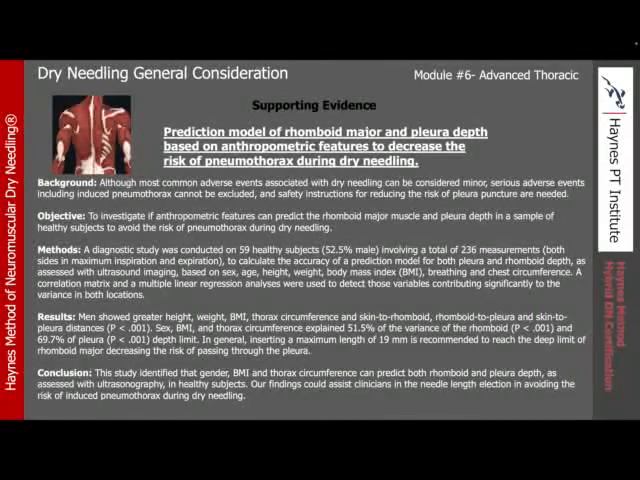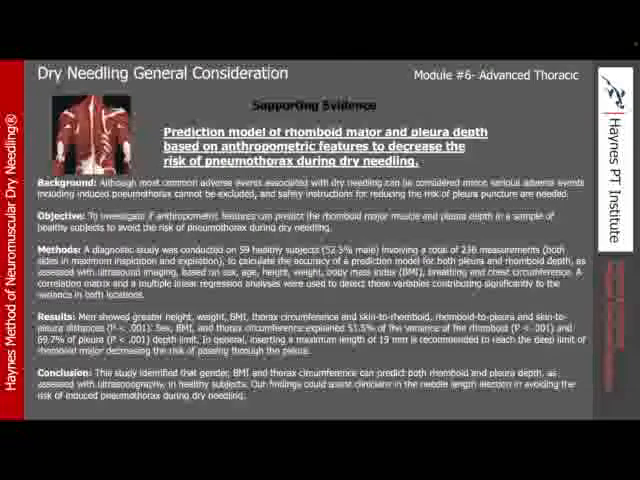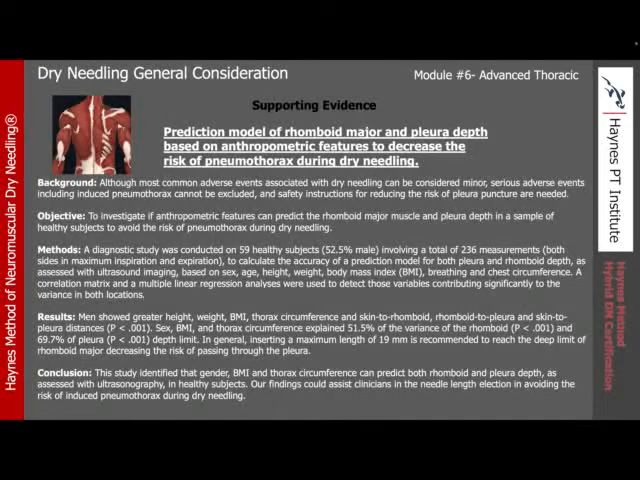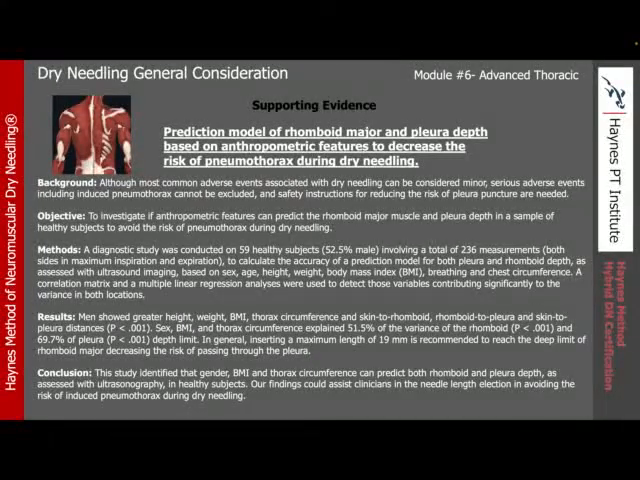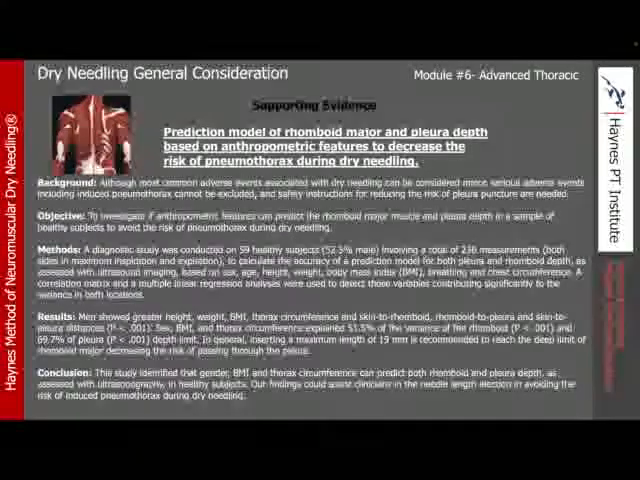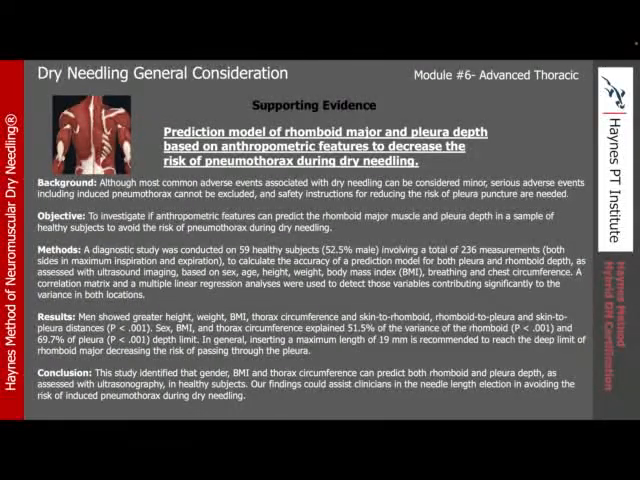So they looked at 59 healthy subjects, about half male, half female, involving a total of 236 measurements to calculate accuracy of a prediction model for both pleura and rhomboid depth, as assessed with ultrasound imaging based on sex, age, height, weight, BMI, breathing and chest circumference. A correlation matrix and a multiple linear regression analysis were used to detect those variables contributing significantly to the variance in both locations. So the results were that men showed a greater height, weight, BMI, thorax circumference, and skin to rhomboid, rhomboid to pleura, and skin to pleura distances.